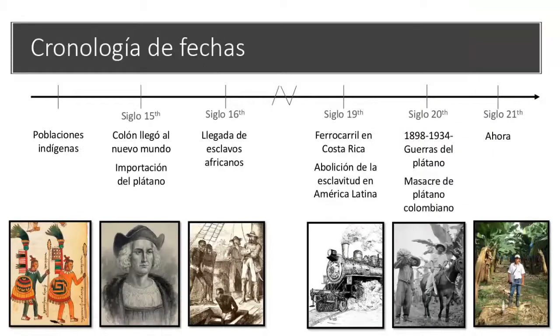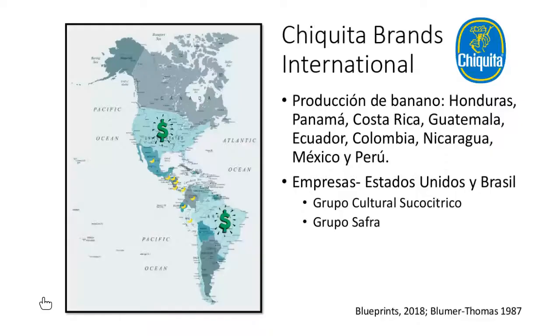And now I'm going to go on and give a brief overview of where we're at today. This is a map of the New World, North and South America, basically. And what we see is here I've placed these small bananas on countries where Chiquita Brands currently has banana plantations. We have Honduras, Panama, Costa Rica, Guatemala, Ecuador, Colombia, Nicaragua, Mexico, and Peru.